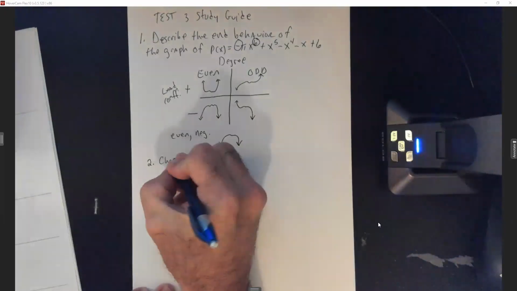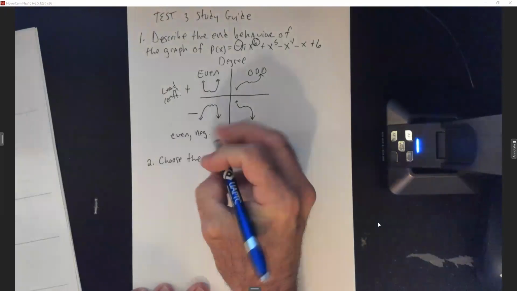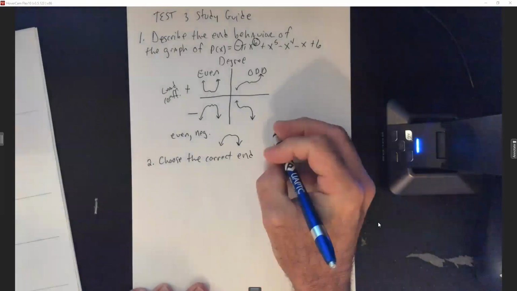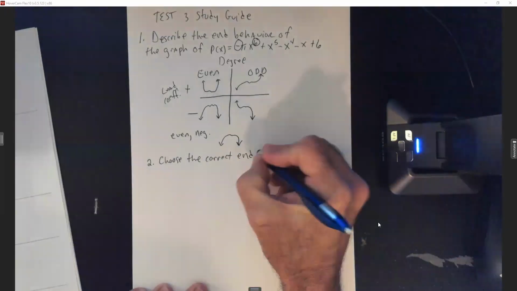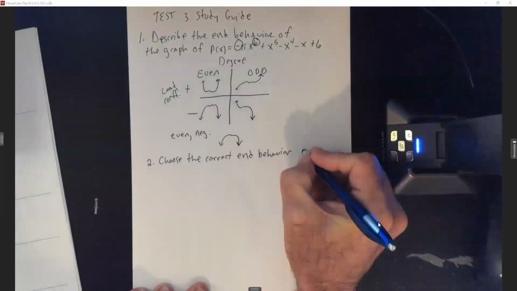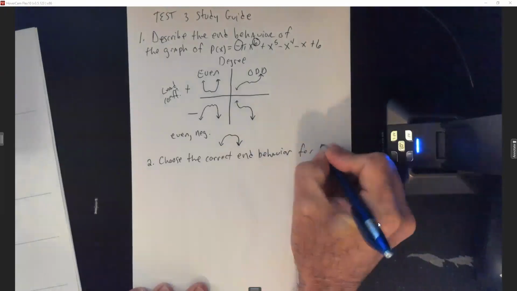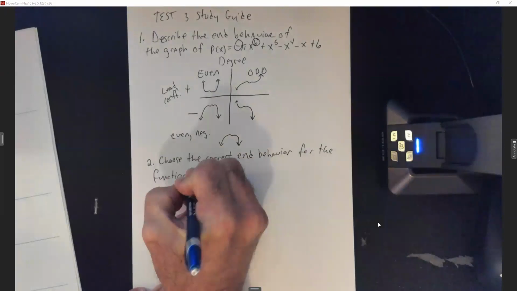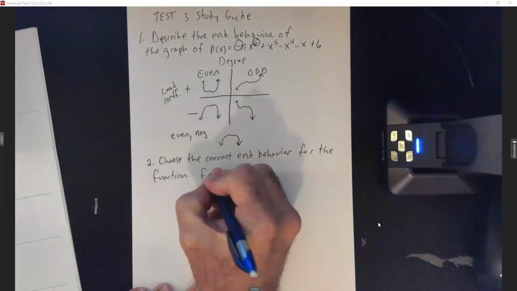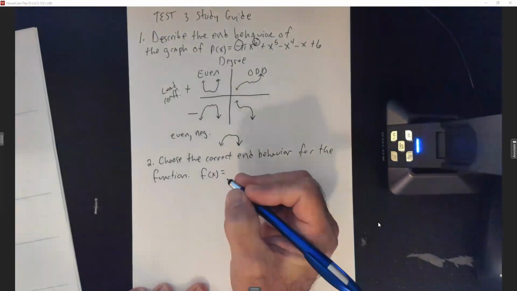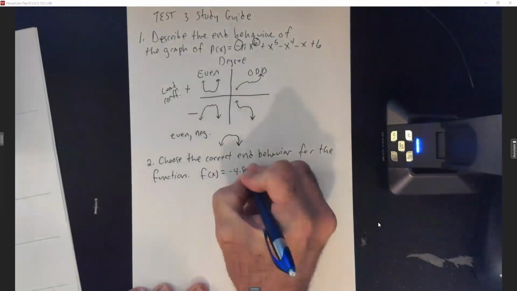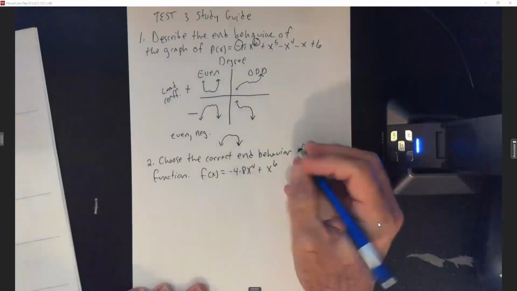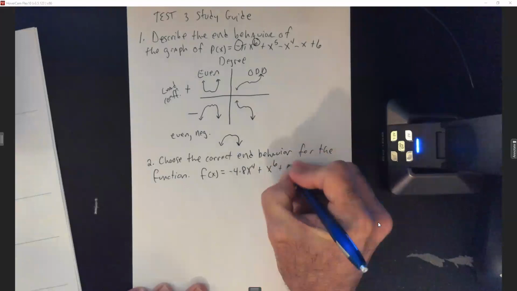Choose the correct end behavior for the function. All right, so this one they're giving me f of x equals negative 4.8 x to the 4th plus x to the 6th plus 0.8 x to the 7th.